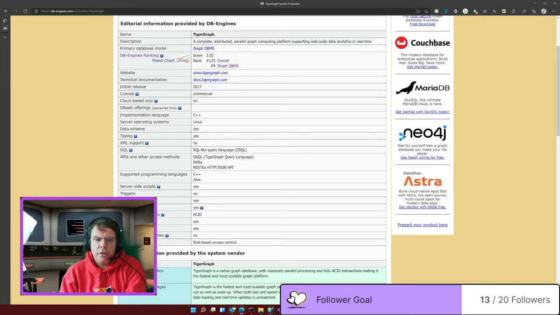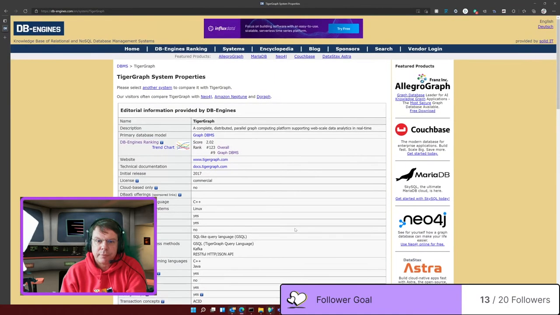They've got their own query language. That always makes me a little nervous. They support Kafka. That's interesting. RESTful APIs, C++, and Java. Okay. I'm okay with that because I'm primarily in this space. But it is a pretty small list. They've got ACID transactions. I like that. So let's take a peek.